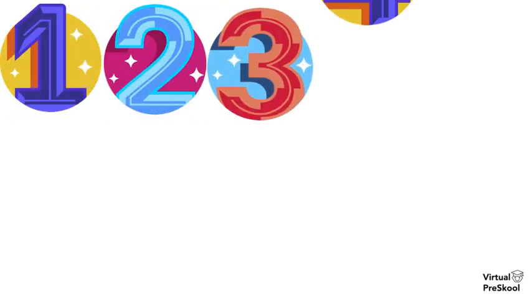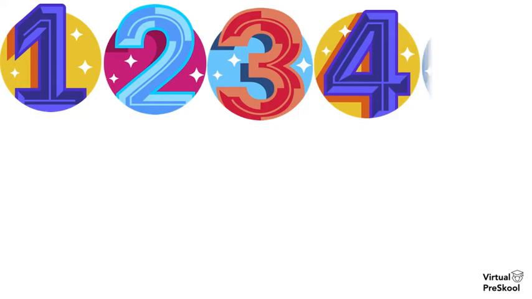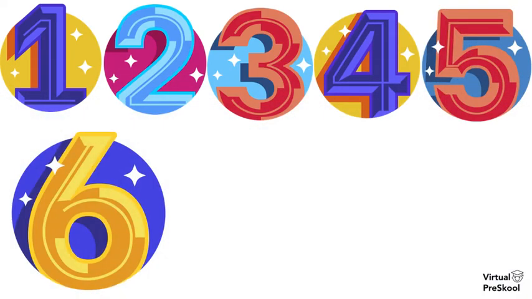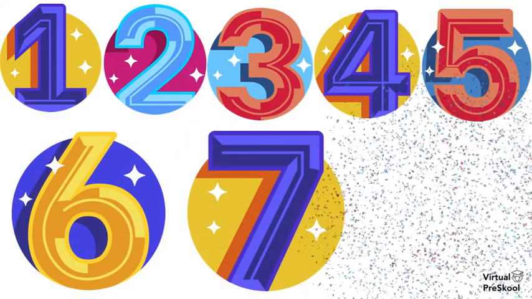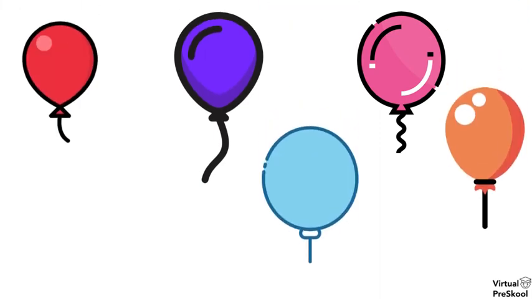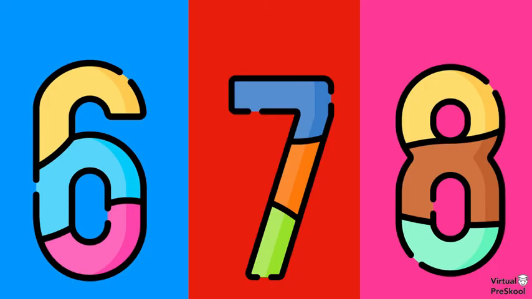Now that we've reviewed all of the numbers, let's count from 1 to 8 in Hindi. एक, दो, तीन, चार, पाँच, छः, सात, आठ. Excellent work! Let's do it again, starting from 1. एक, दो, तीन, चार, पाँच, छः, सात, आठ.